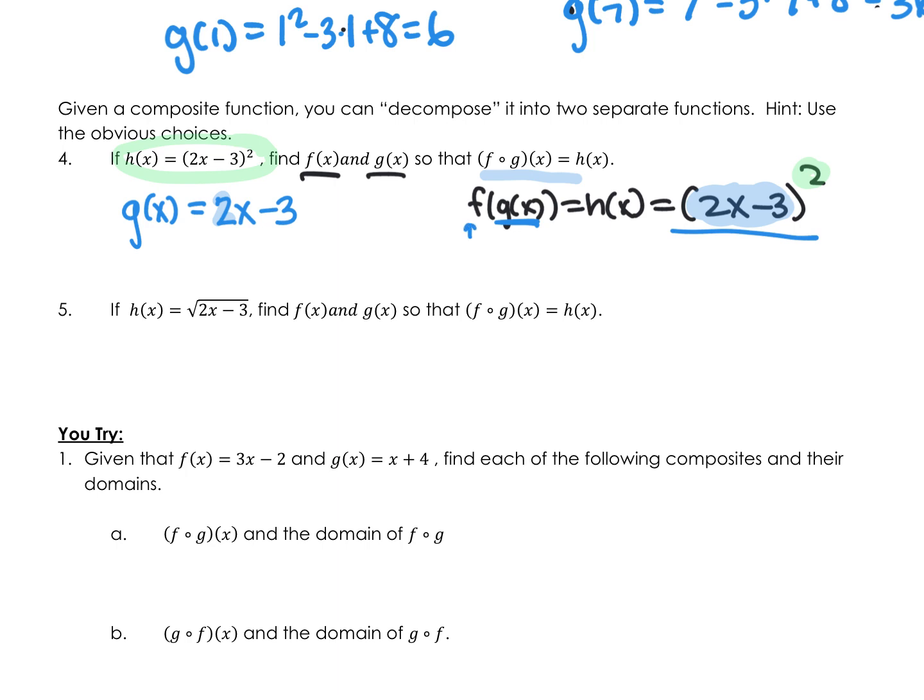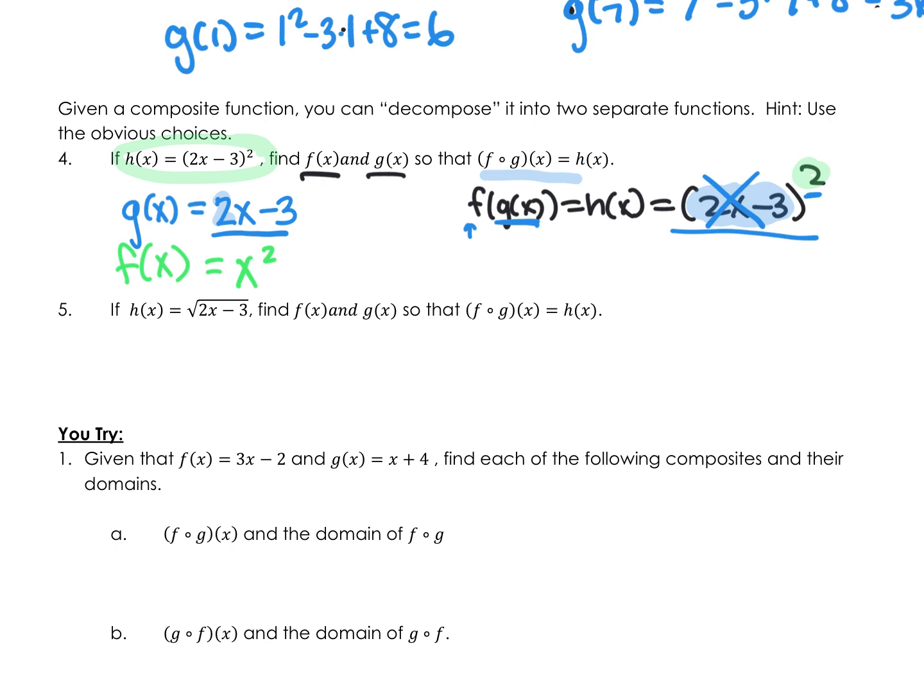And then f is the outside function. To find the outside function f of x, you can see the outside function is the squared part. But an easy way to see it is to replace what you just wrote down for g with x. So we're undoing that composition process. If you replace g with x, then you end up with x squared. And so that will be your outside function, f.